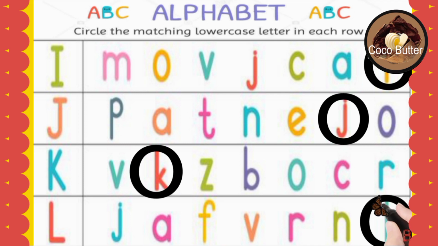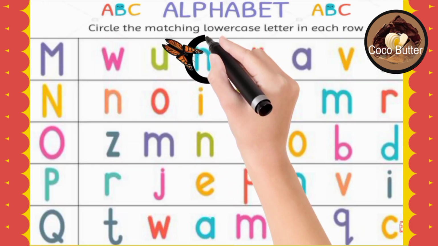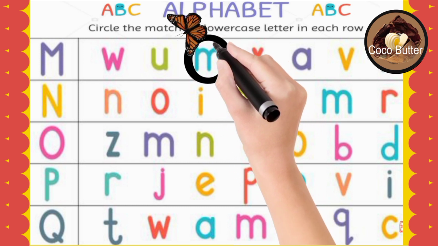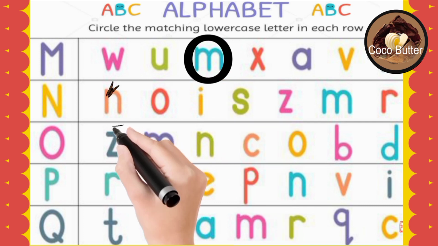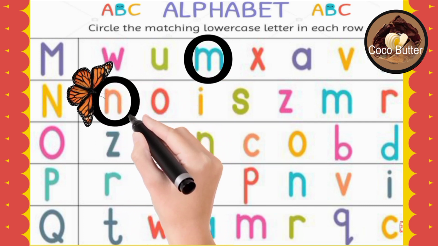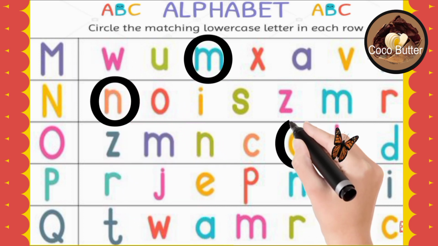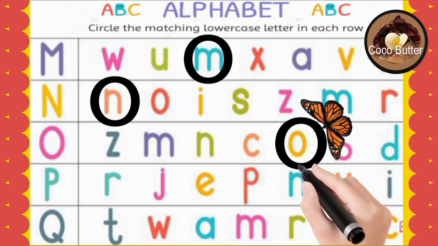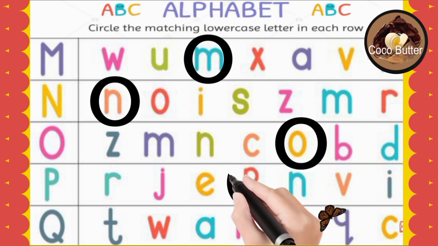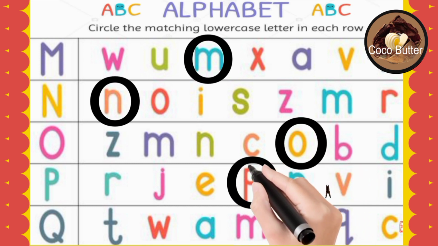L is for lion. Capital M, small m. M is for monkey. Capital N, small n. N is for nose. Capital O, small o. O is for orange. Uppercase P, small case p. P is for penguin.